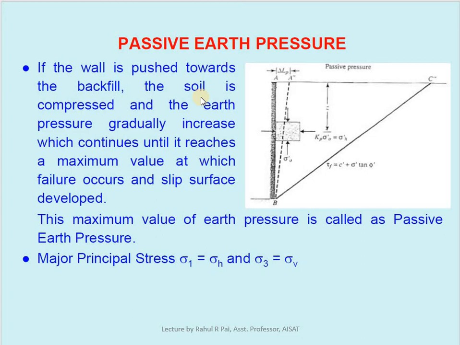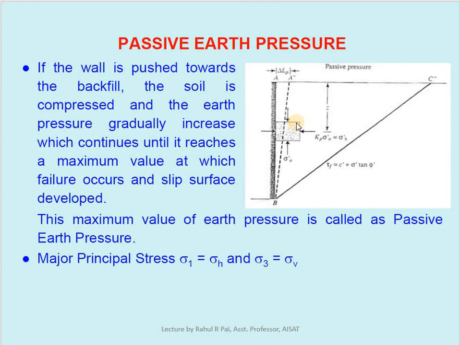Similarly, in the passive earth pressure condition, what happens is that the wall will move towards the soil, which will lead to an increase in the pressure. The earth pressure will keep on increasing, and it will reach a maximum value, and finally the soil will fail. So here the failure occurs in such a way that the wall is trying to compress the soil mass, and the entire soil mass is compressed by this wall movement, and finally that entire soil mass will fail because of this excess earth pressure.